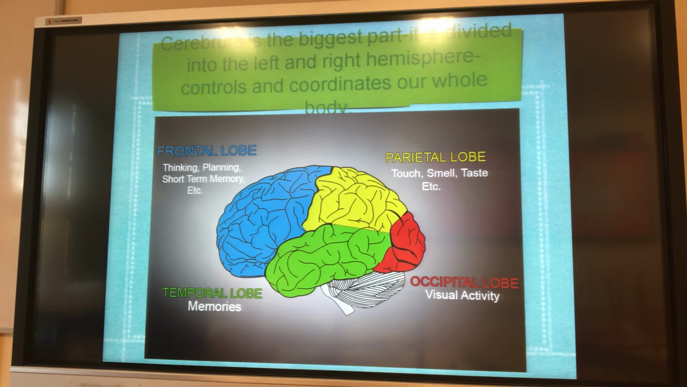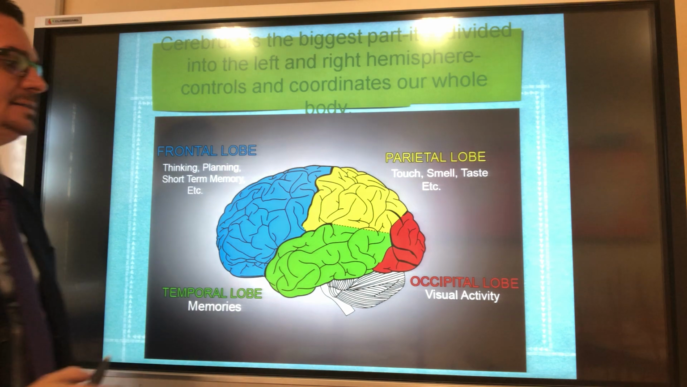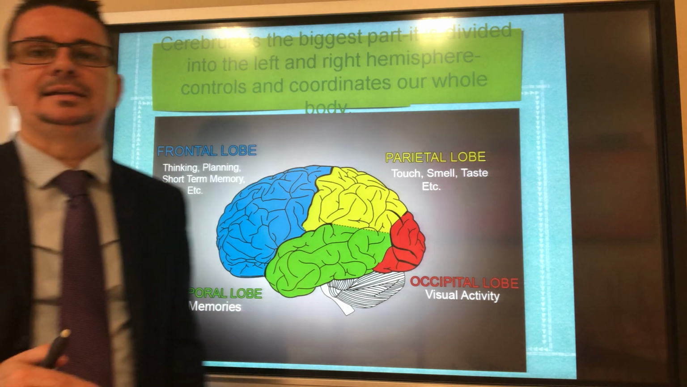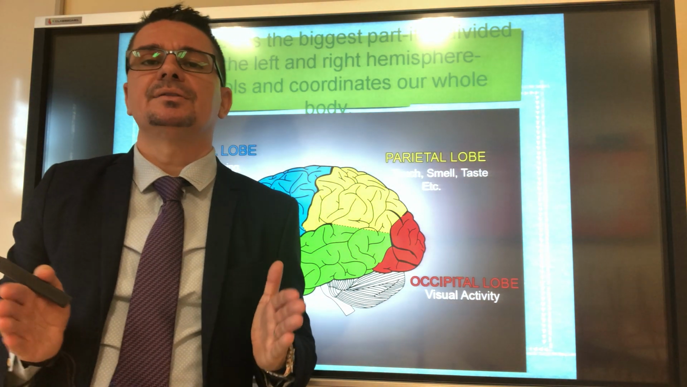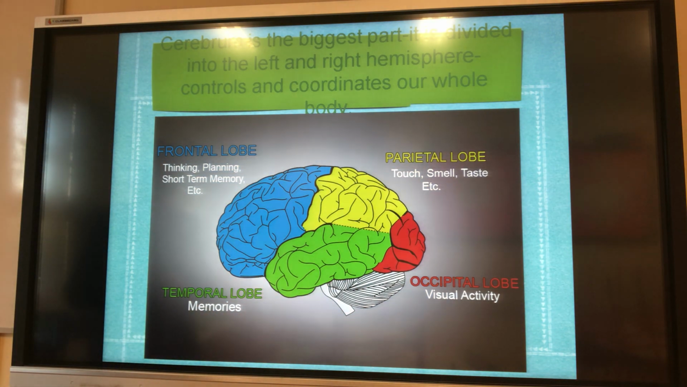Let's start with the cerebrum, which is the biggest part. You can see a nice diagram of that here. The main and most important thing first, that it is divided into two parts, the left and the right hemisphere. And this is the part which controls and coordinates our whole body basically.